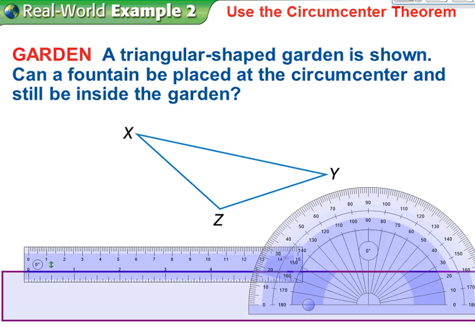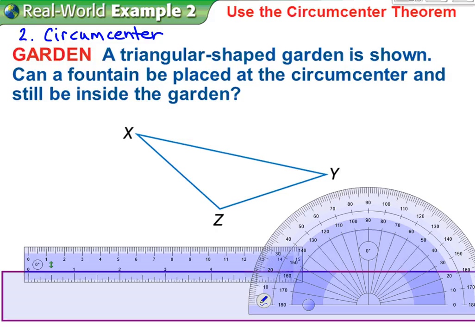When I go through this, it's a little hard for me to do it well, but hopefully we'll all be able to follow along. The triangular shaped garden is shown. Can a fountain be placed at the circumcenter and still be inside the garden? Maybe you have a thought about whether that's going to work. Someplace by number 2, I want you to write the word circumcenter, and remind yourself what the circumcenter is.